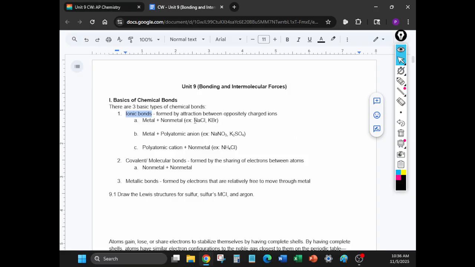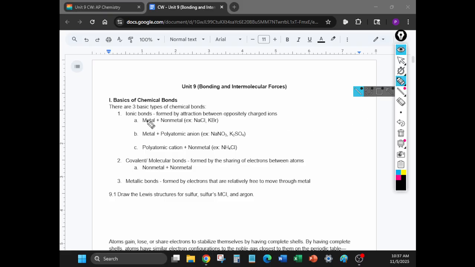A couple of examples are when you have a metal and a non-metal, so something from the left and middle of the periodic table with something from the right side, like NaCl, KBr. You can also have polyatomic ions in that mix, right? The ones that you all memorized, like nitrate, sulfate, phosphite, all that stuff. Those can also be involved. So basically, if you have a positively charged ion and a negatively charged ion, you make an ionic compound.